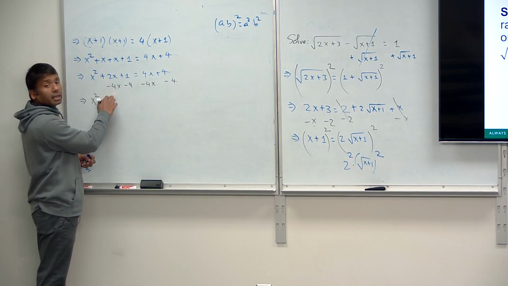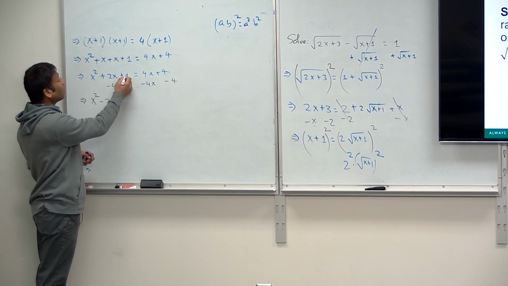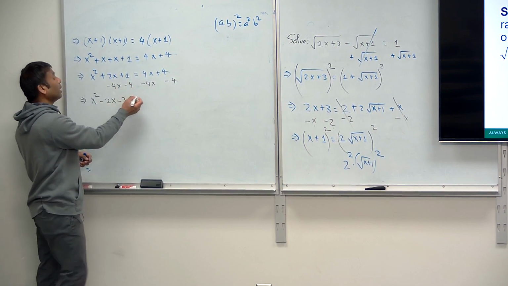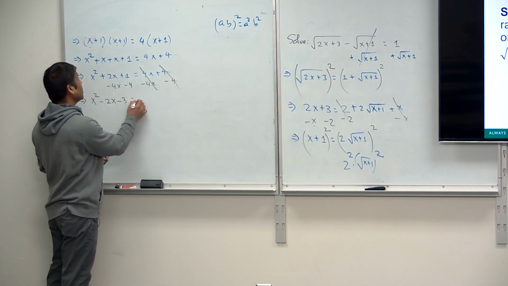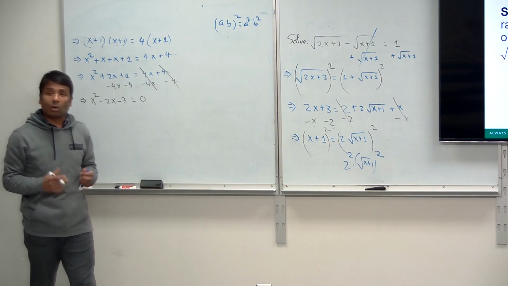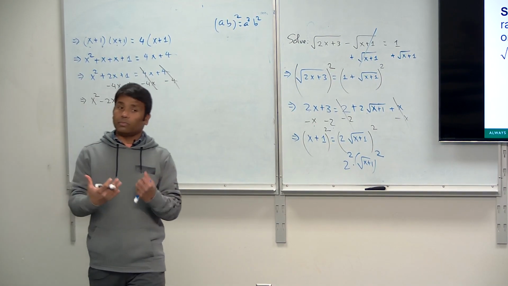What is 2x minus? Yes, good job, negative 2x. And what is 1 minus 4? Negative 3. And this cancels and this cancels. Is that right? Yes, sir. So you have a right-hand side of 0. Now this is a what? Quadratic equation in standard form.